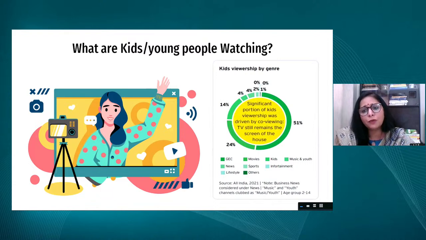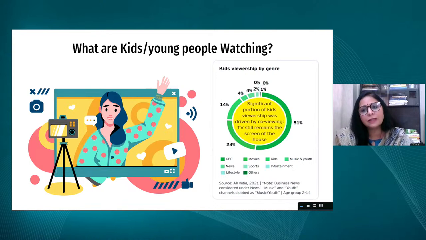Now, if you look at this infographic, most of the time, these kids and young people are watching content which is made for adults. And you can see that most of the content is GEC, which is General Entertainment Channel. Then, of course, you have movies, then you have news. But we have very few programs which are made for kids. So what happens? Kids are growing up watching content which is made for adults. They're not watching content which is age appropriate.